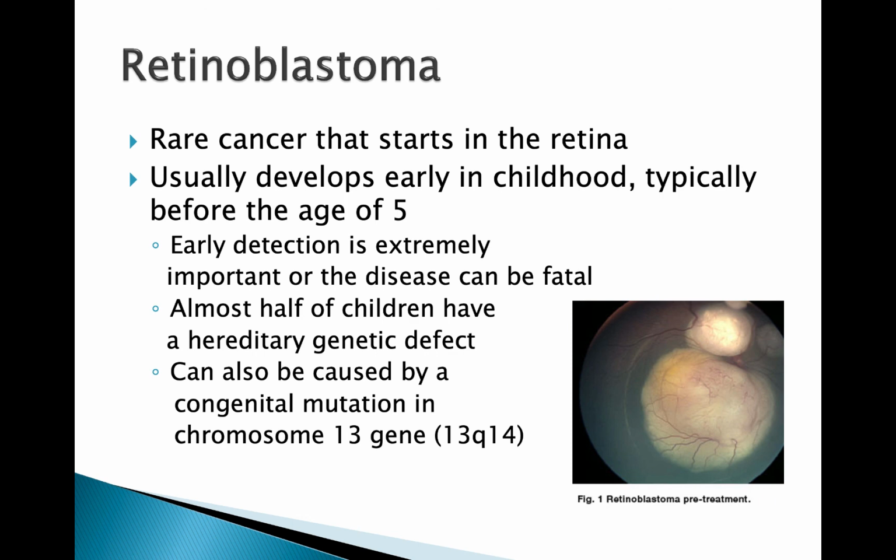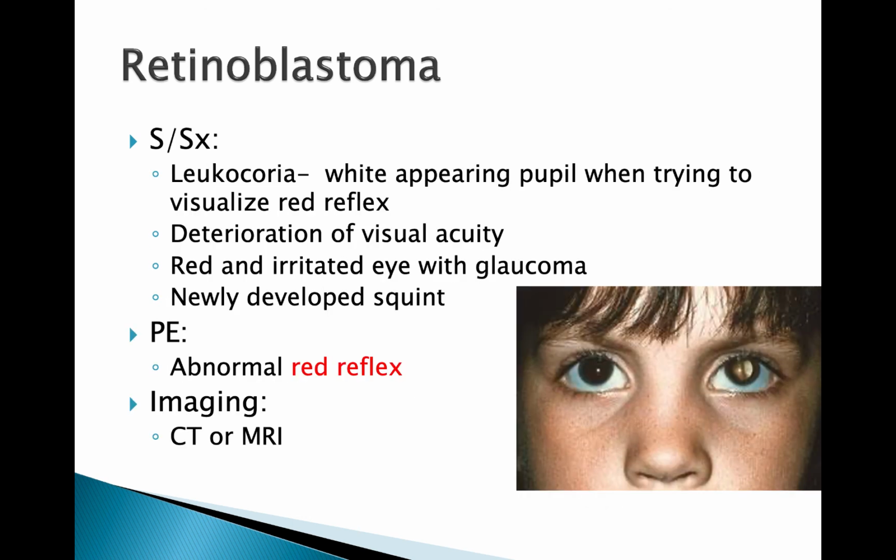Finally, I want to talk about retinoblastoma. Retinoblastoma is a rare cancer that starts in the retina, and it usually develops early in childhood, typically before the age of 5. So you're not going to see adults with this. This is a pediatric illness, and early detection is extremely important because this can be fatal to a child. Almost half of these children have a hereditary genetic defect, and it can also be caused by congenital mutation to chromosome 13.